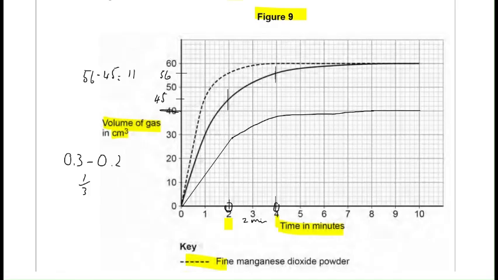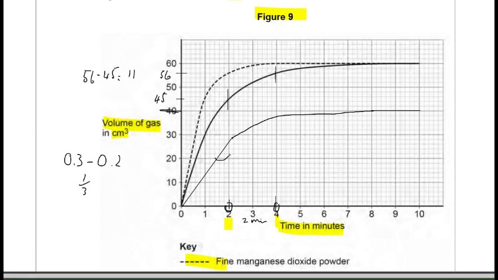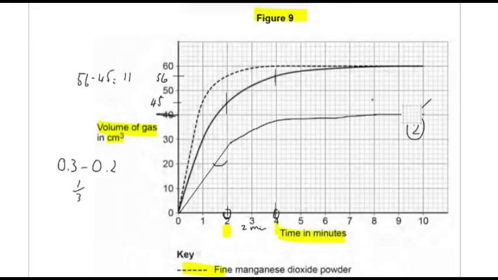Notice also that in the question it says assume that the reaction is complete after 9 minutes. So your line, the flat part of the line, must finish there on 9 minutes. So 1 mark for the flat line, finishing at 9 minutes on 40 volume, and the second mark for the fact that the curve is not as steep as the others. 2 marks.